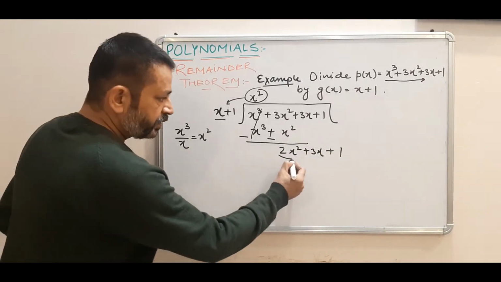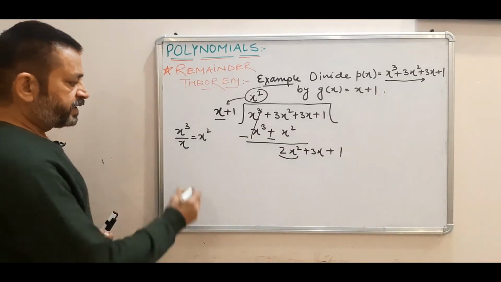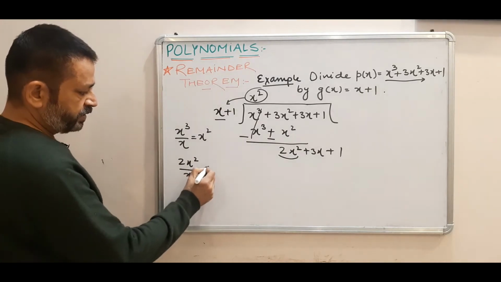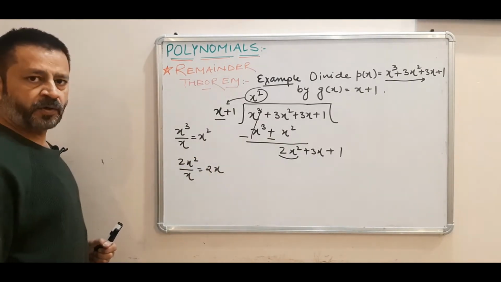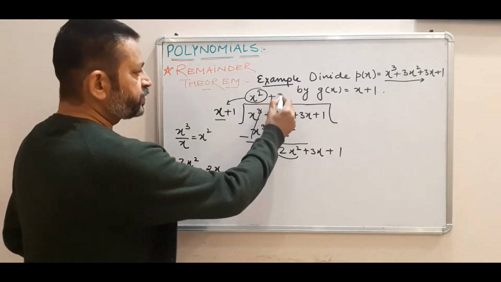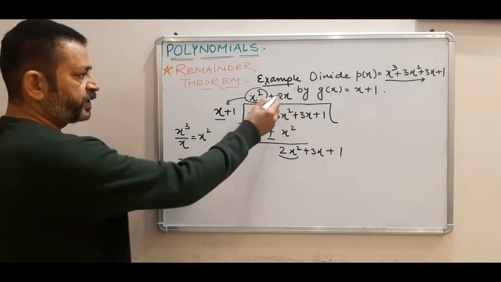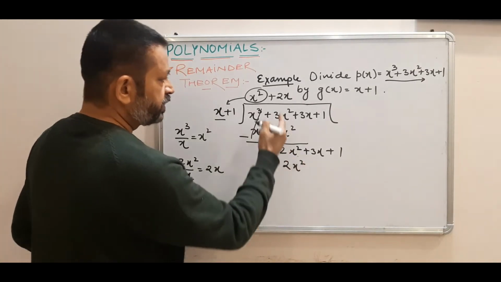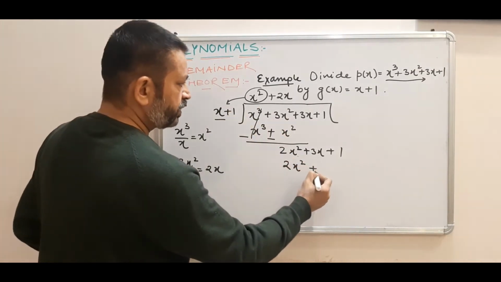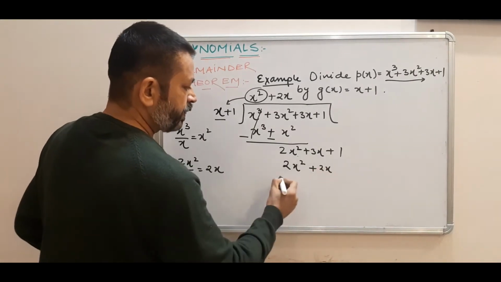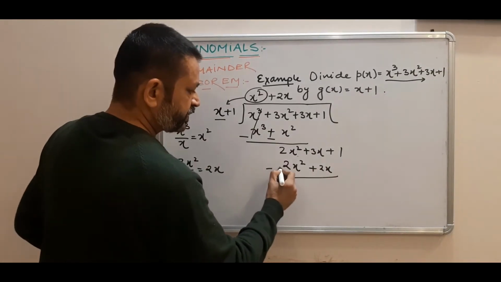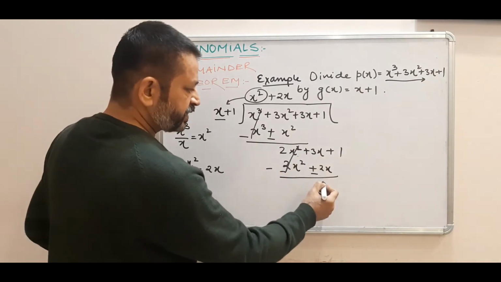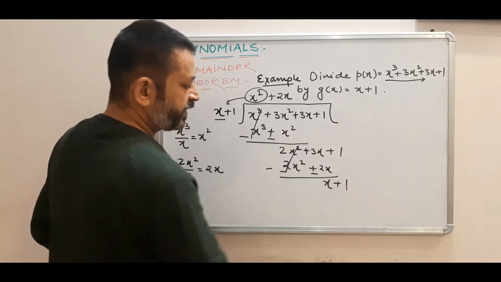Now the term of the dividend is 2x square, and here we have x. So check what is required now: 2x. So we'll multiply by 2x now. So 2x into x will be 2x square, and 2x into 1 will be 2x. Subtracted again, the sign will be changed. This 2x square will be cancelled out. 3x minus 2x will give you x, and plus 1 as it is.